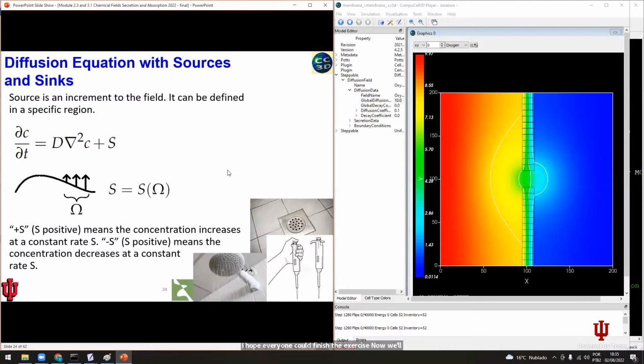Now I will talk a little bit about the diffusion equation with sources and sinks. This is very important for tomorrow's lecture, the avascular tumor simulation, because it can take quite a bit of time to build the avascular tumor. Okay, so I will talk about the diffusion equation sources and sinks today.